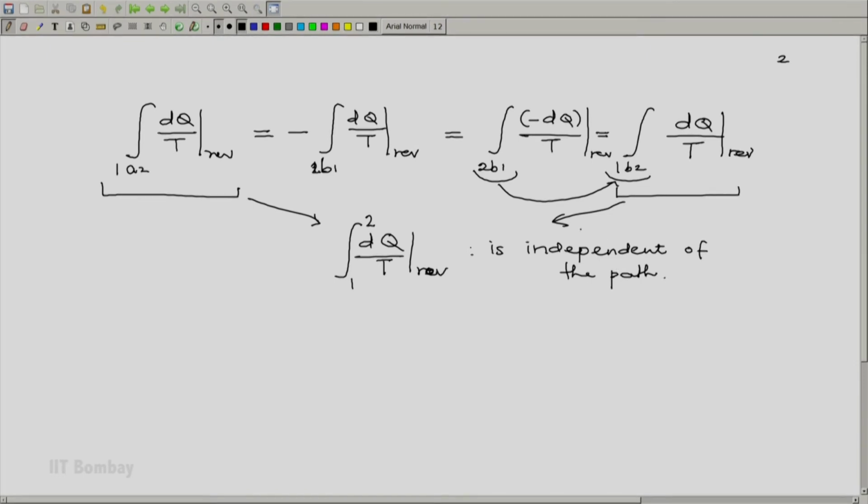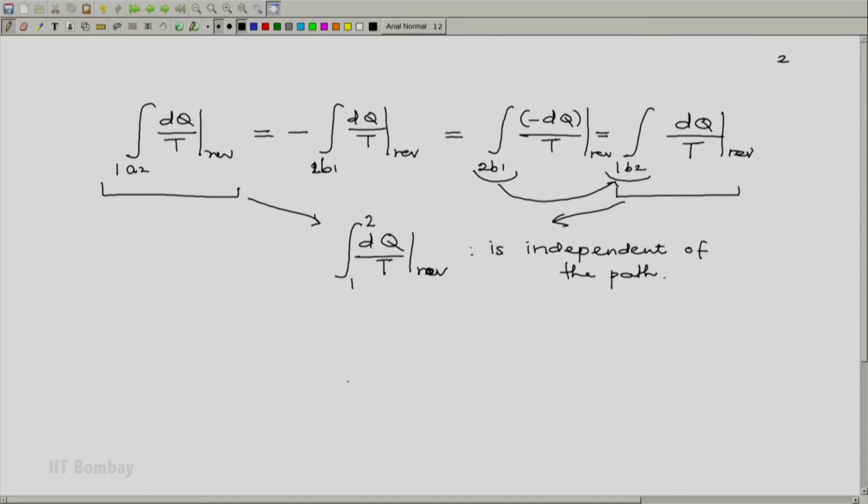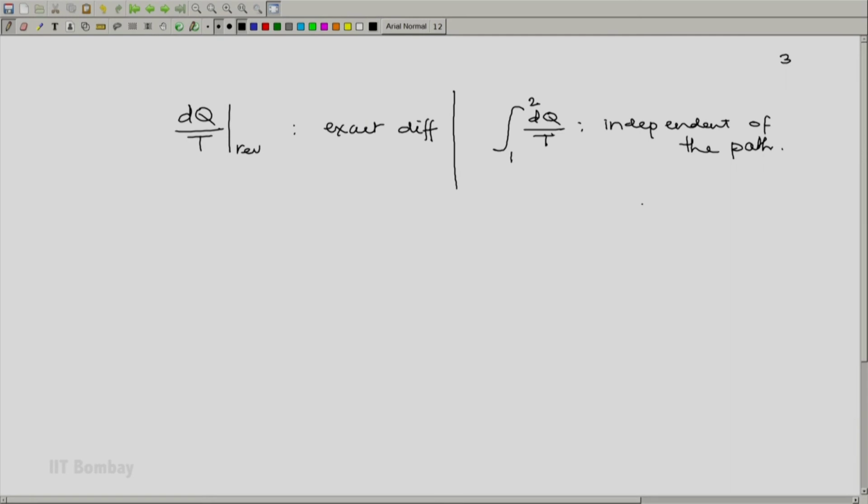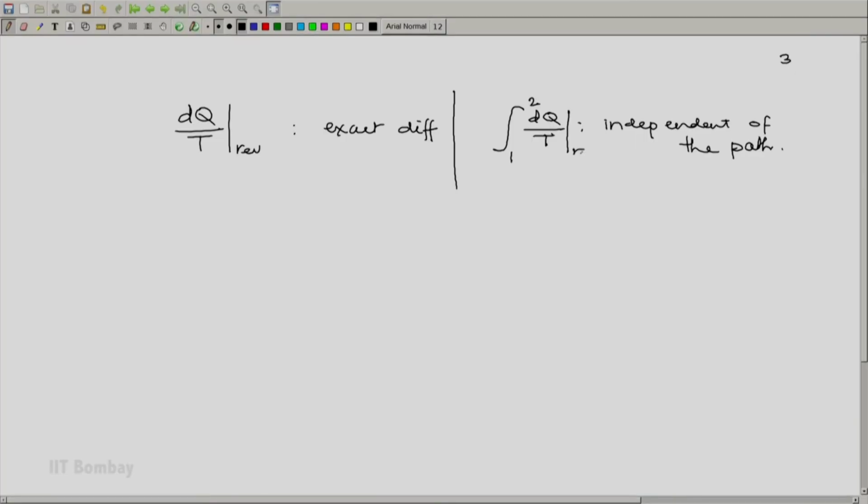And since our cycle was any general cycle, the process 1, 2 was any general reversible process, and 1, 2 were any two states. So this implies that dq by T for a reversible process element must be an exact differential. Now, since dq by T is an exact differential, or the integral 1 to 2 of dq by T is independent of the path, both these things independently mean the same thing. There must be a property which is represented by the integral of dq by T, or whose differential is represented by dq by T, provided this dq by T is for a reversible process or reversible process element.